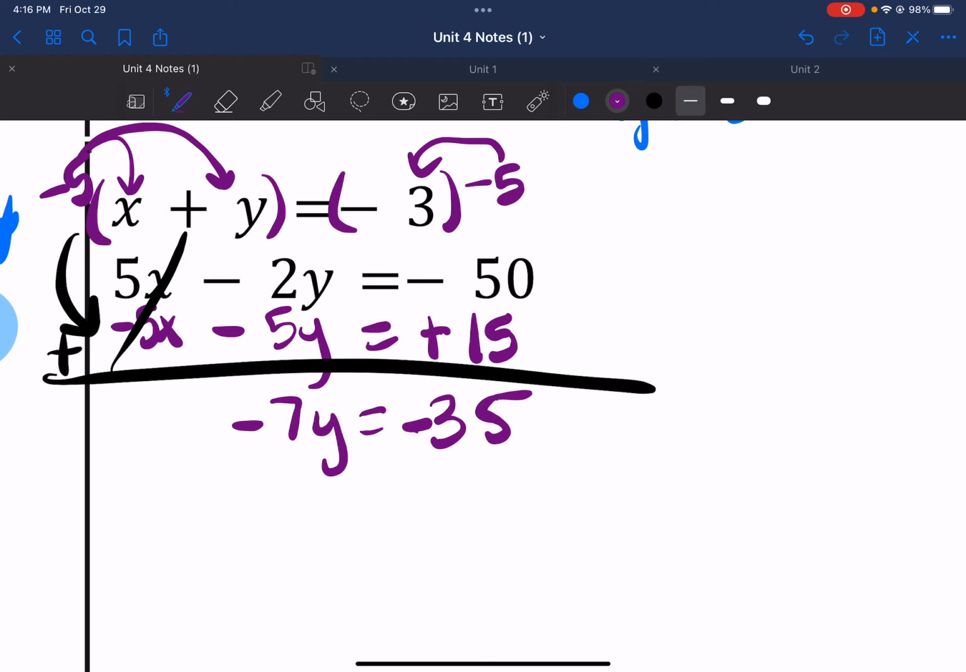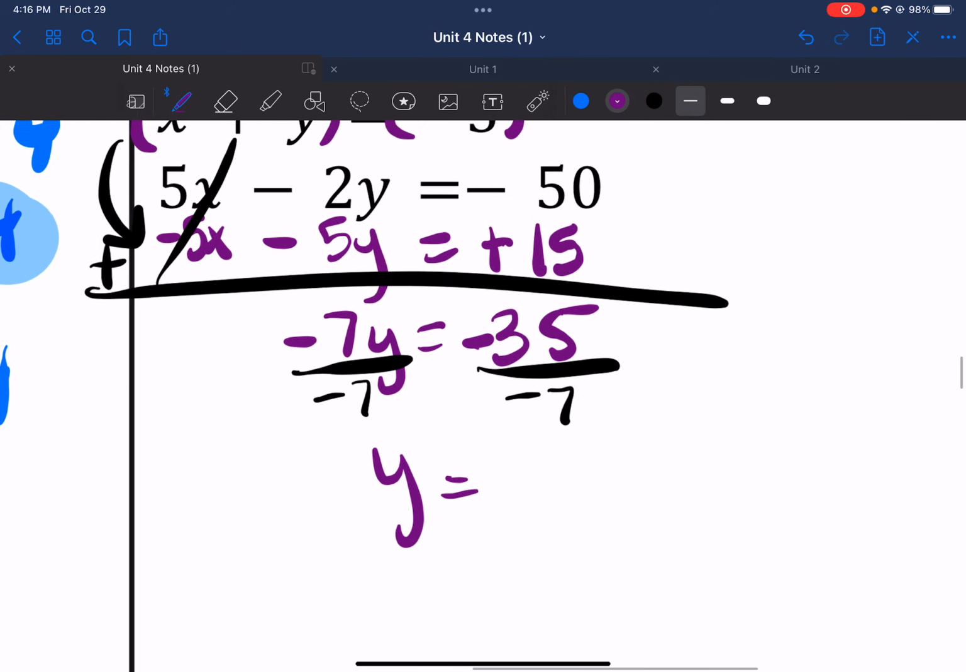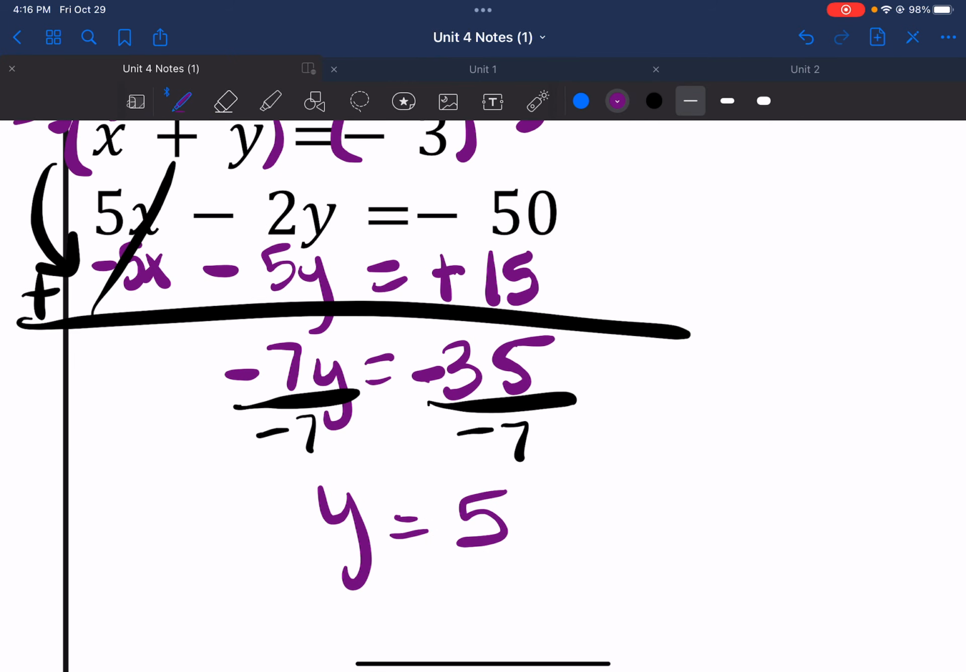Again, we're solving for one letter, right? We're solving for x or y first. We take that letter, and we plug it back into another one. So I'm almost done here. I need to divide to get my y by itself. So divide by negative 7, divide by negative 7. All right, y is equal to a positive, right? Because a negative divided by a negative makes a positive. A positive, oops, sorry guys, 5.